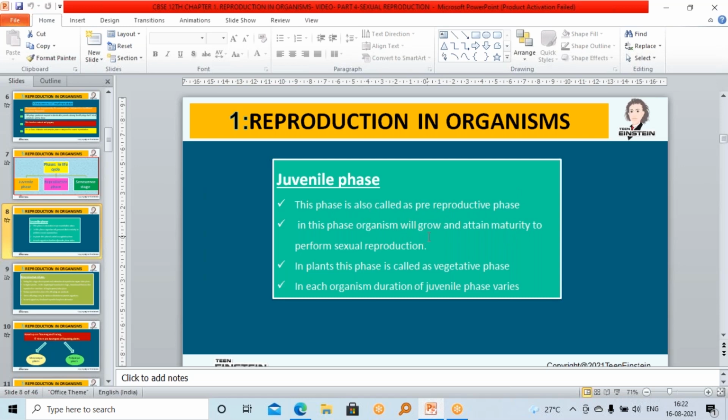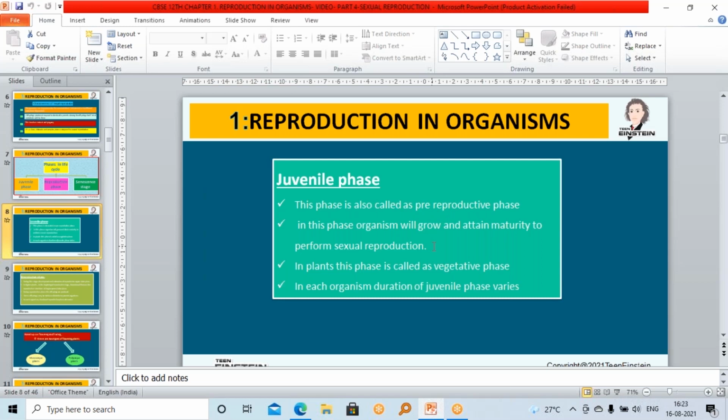So what do we have to learn under the juvenile phase? It is also called the pre-reproductive phase. In this phase, the organism will grow and attain maturity to perform sexual reproduction. This is the growing phase of the organism, either plant or animal. Juvenile phase means the phase of growth. Attaining maturity for reproduction. The next phase is reproduction.